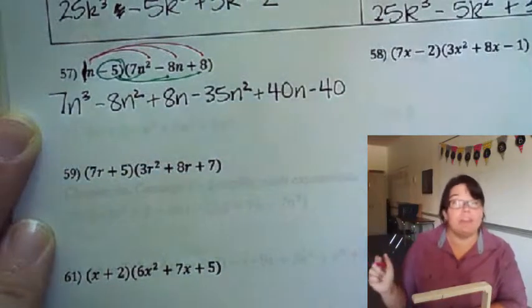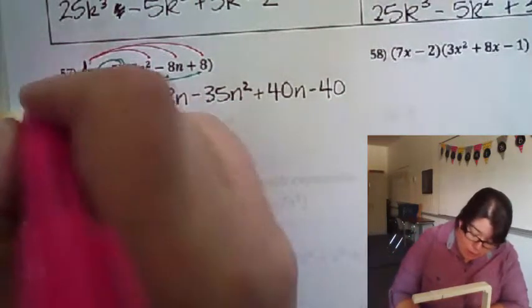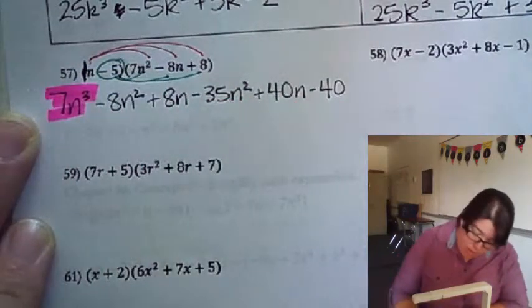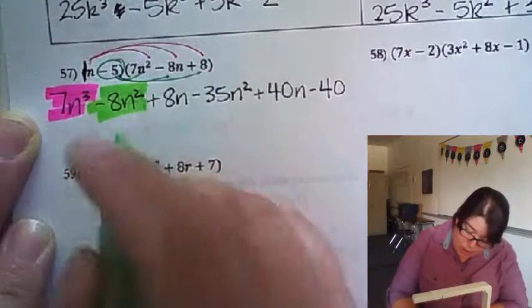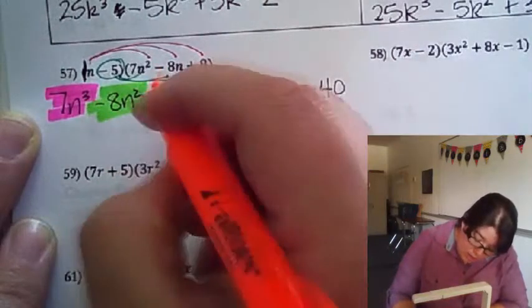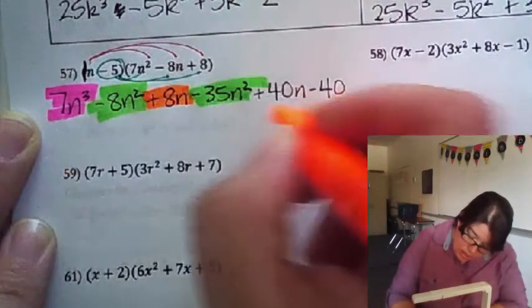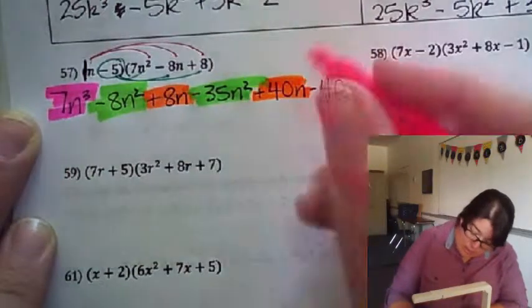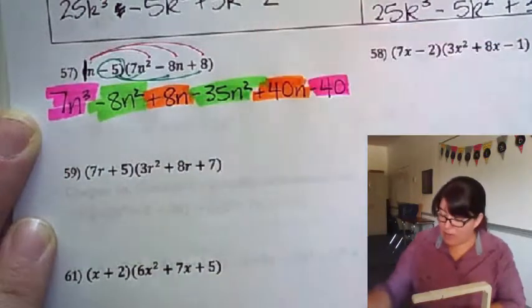Now I'm going to start looking for some like terms. I have a cube term here. No more cube terms. Remember, you can just go left to right. Squared term, squared term. Just keep your signs attached. N and n. And then last but not least, my constant doesn't have anything to be combined with.